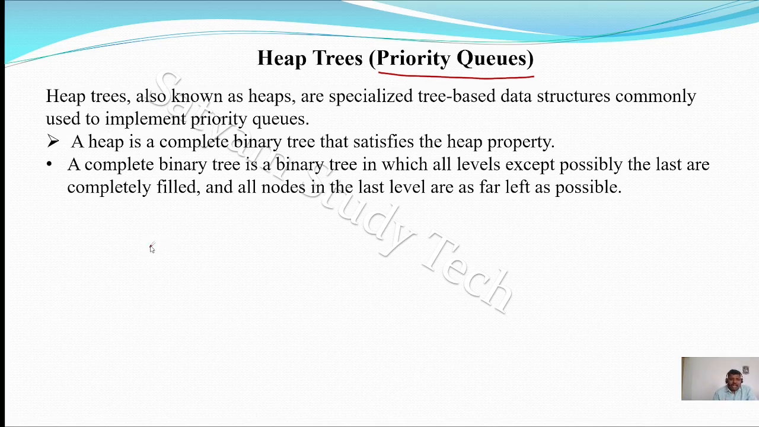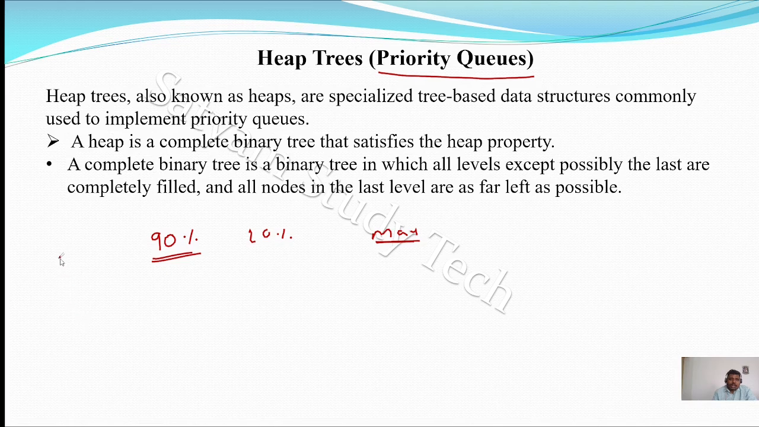So the priority is indicated by the number. For example, the best example is percentage. 90 percentage, 20 percentage, which is the highest one? The maximum is the highest one in percentage. So in this case we have to construct a max heap, right? So maximum is the highest priority.